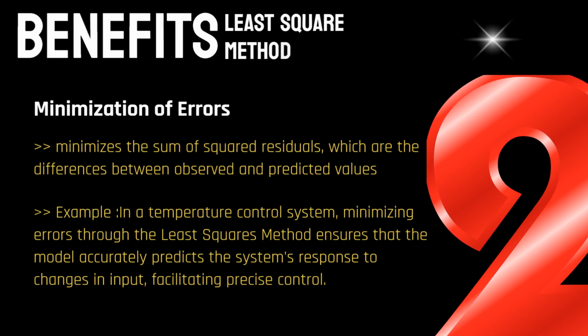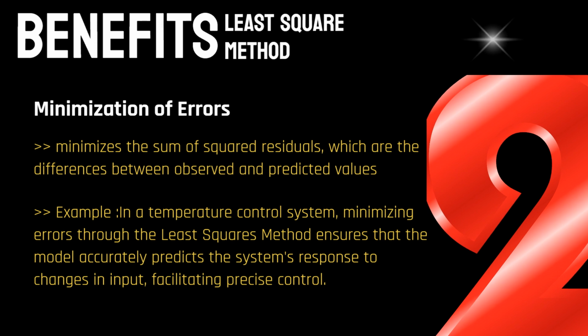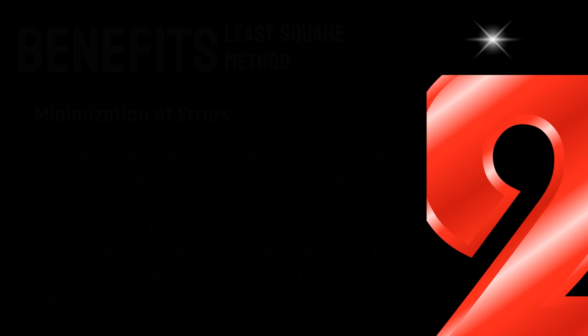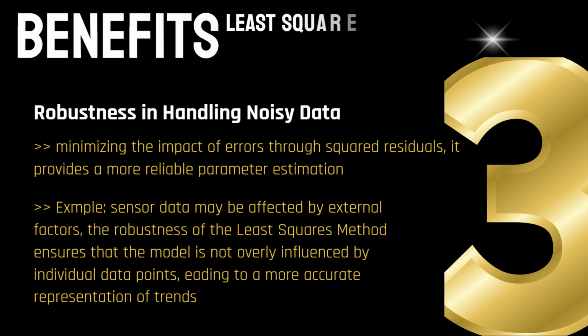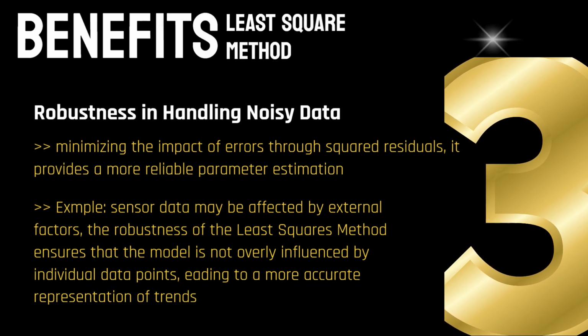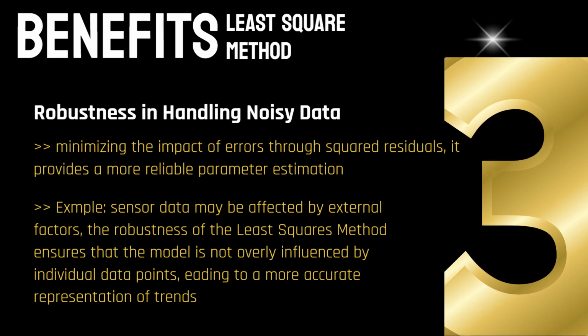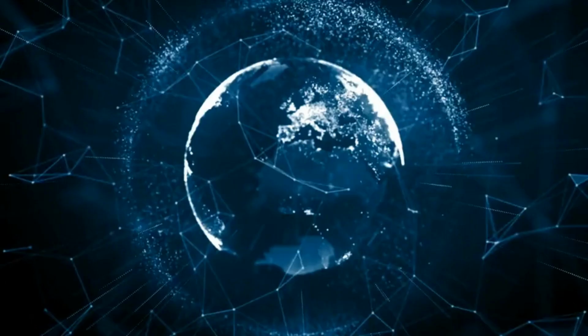Second is error minimization, the sum of squared residuals. Residuals mean the difference between observed and predicted values. Example, in system response. And lastly, this method is robust enough to handle noisy data to provide reliable estimation. It minimizes the impact of errors through squared residuals, yielding a more accurate representation of trends.